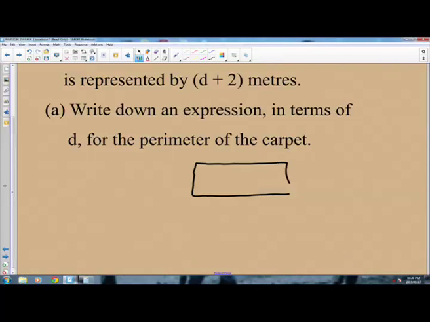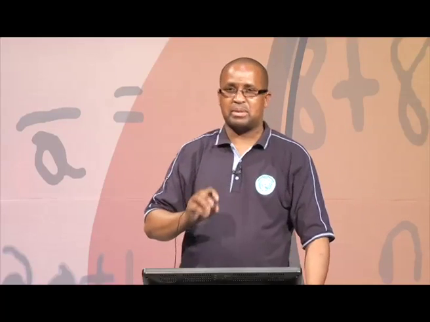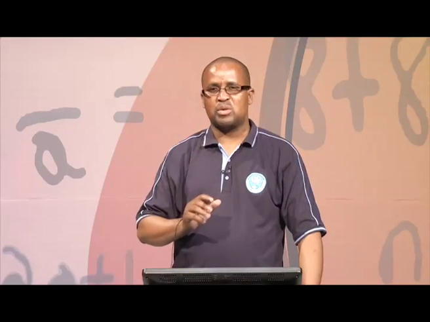It has to be something of this kind, where the length is d plus 2, and the width we are told is d, and then the question says find the perimeter. The perimeter is the distance around the shape. So to find the perimeter of this carpet, we're simply going to add the length, the width, the length, and the width, because the perimeter is simply the distance around the shape.